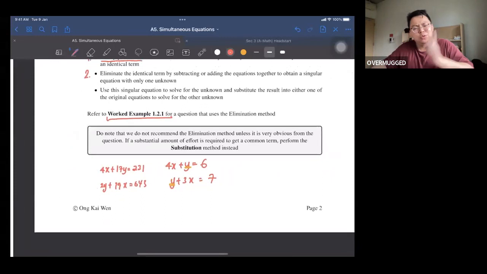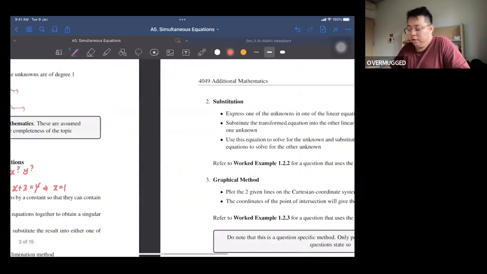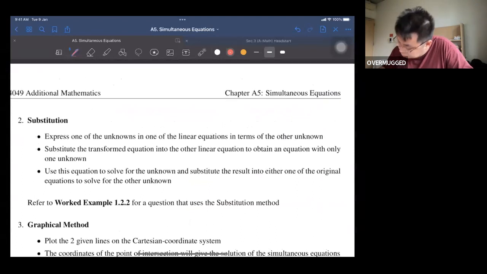Okay, and also a point to take note, in A math, for simultaneous equations, we can only do substitution. So why study this additional method when both are simultaneous, both are using substitution? Okay, so this is the reason why I preach substitution more as compared to elimination. Okay, so let's move on to substitution, my favorite method. Okay, which is the next page.